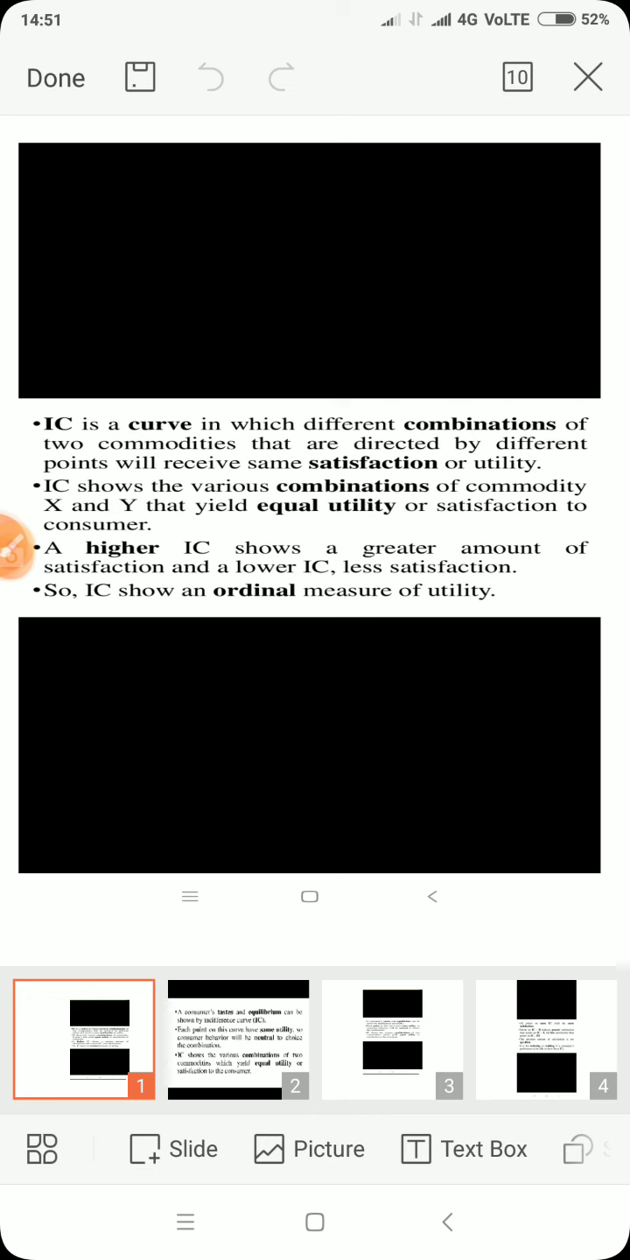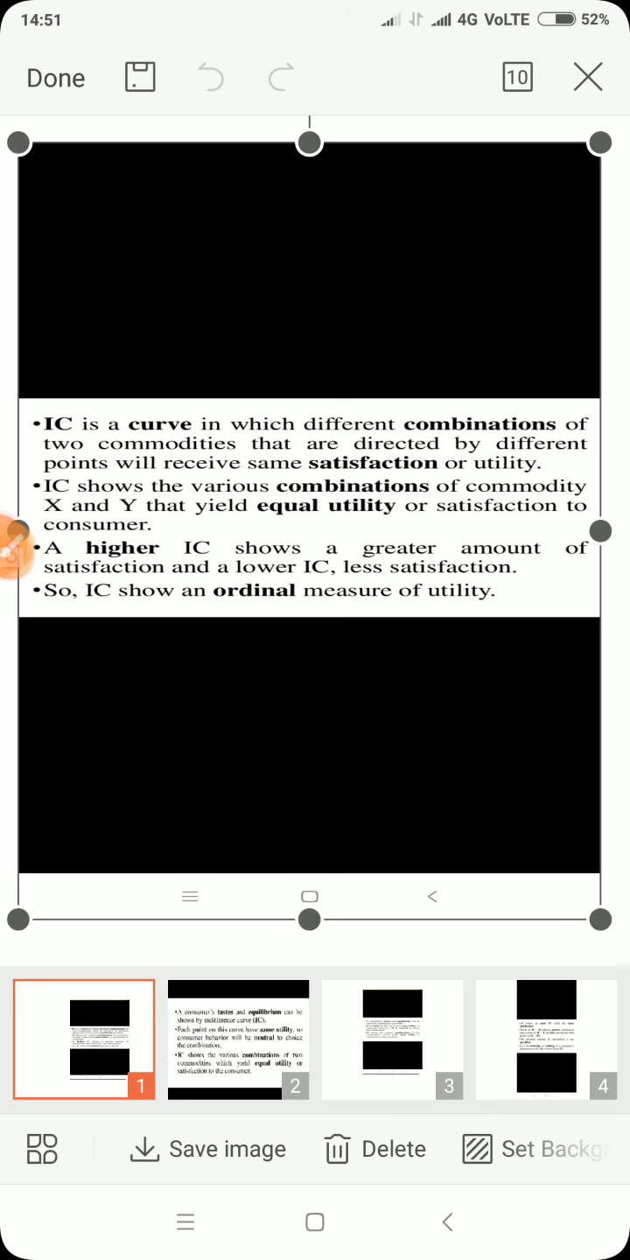The indifference curve shows the various combinations of commodities x and y, and they yield equal satisfaction. A higher indifference curve shows a greater amount of satisfaction and vice versa. That is, what will a lower indifference curve show? It will show less satisfaction. The indifference curve is based on the ordinal measure of utility. Ordinal measure means we can rank our satisfaction.